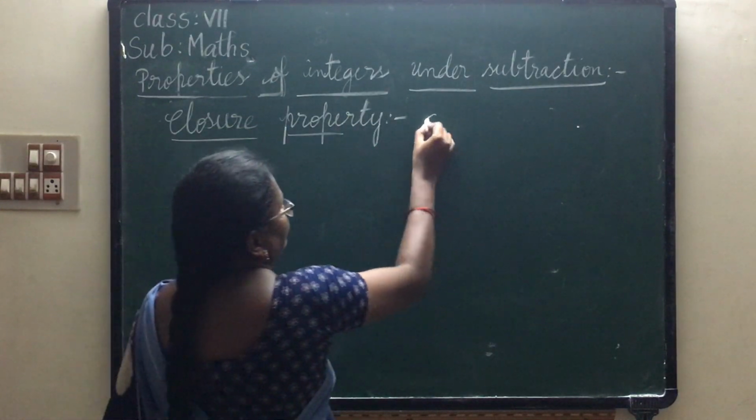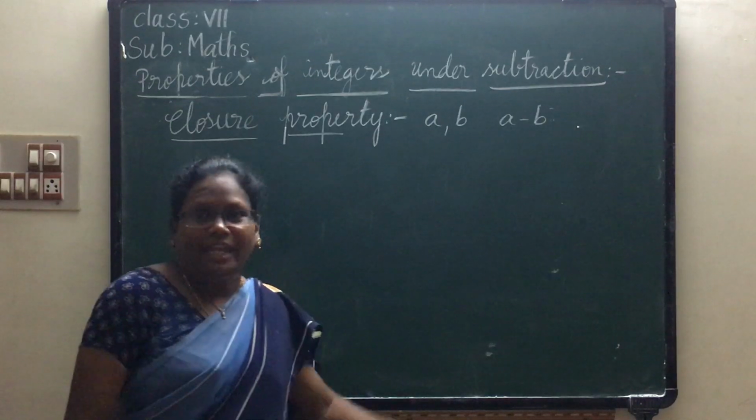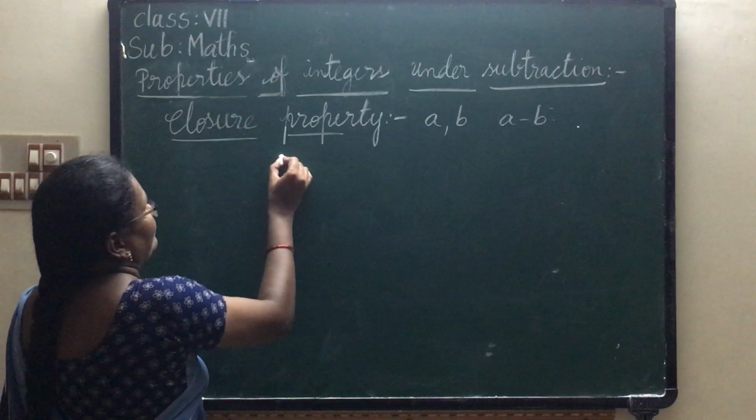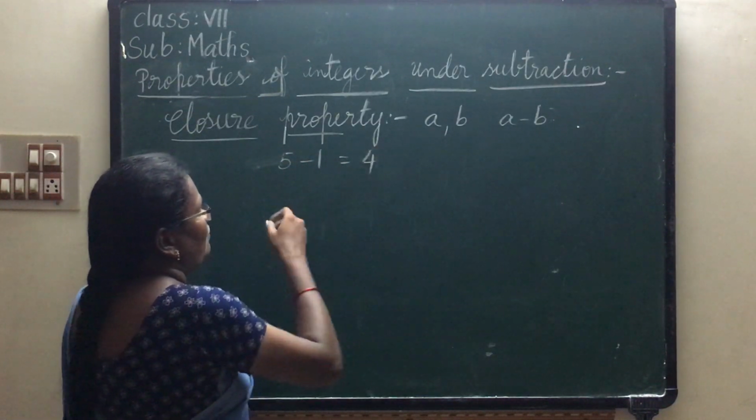If a, b are integers, then a minus b is also an integer. See here, for example, 5 minus 1 is equal to 4.